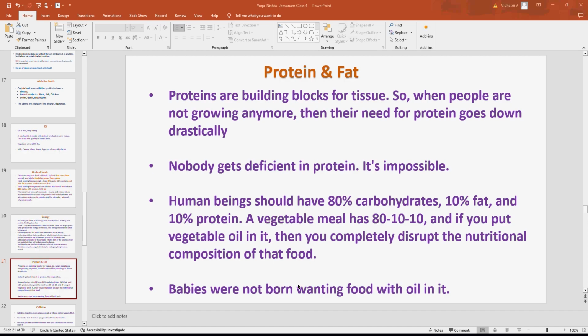And for that we should adopt everything. Everything that we do in our life should be in such a direction that it helps us to realize our ultimate goal. It helps us to realize the infinite. And using oil is not going to help. Having milk products is not going to help us.